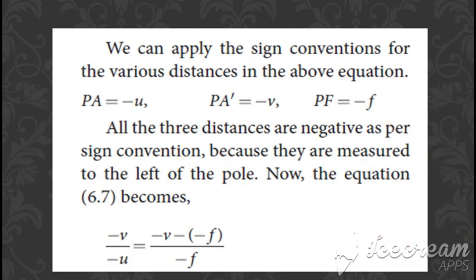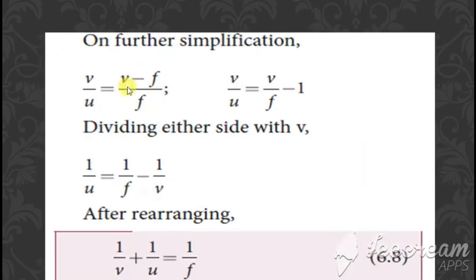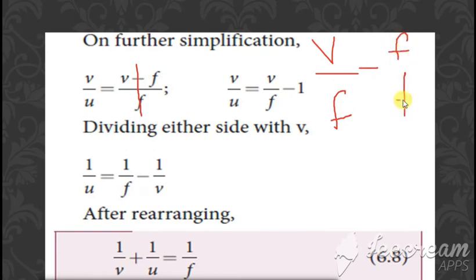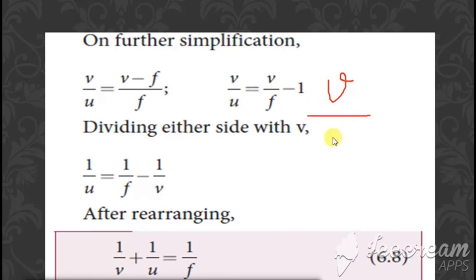So we write the equation as V by U is equal to V minus F divided by F. Now just split this numerator and denominator. We get V divided by F minus F by F. This F by F cancels to give 1. So we get V by F minus 1. Now in this equation, divide throughout by V, because in every term we have V.